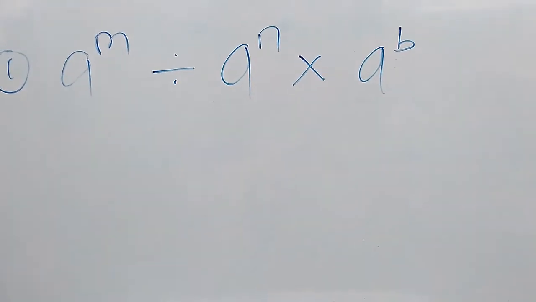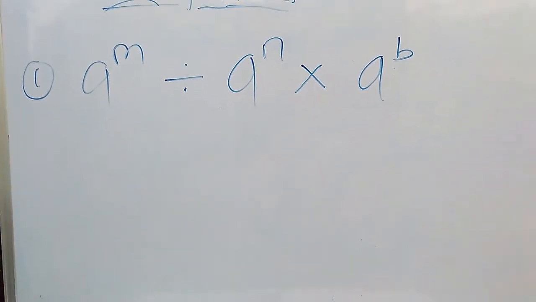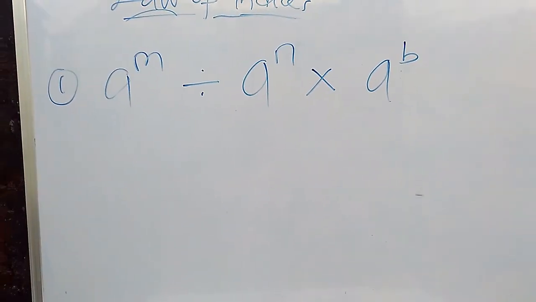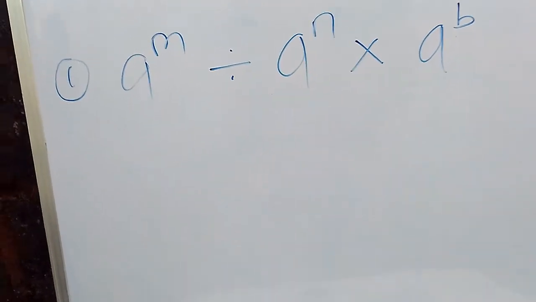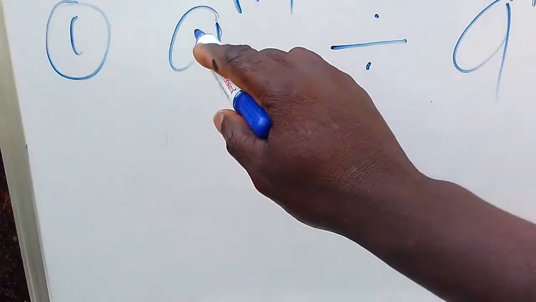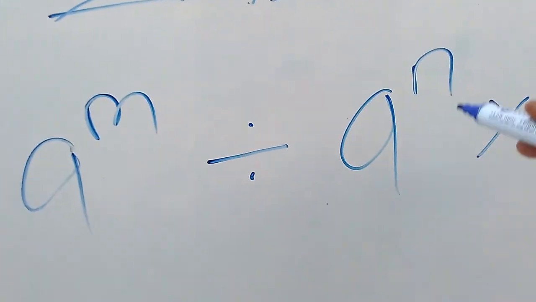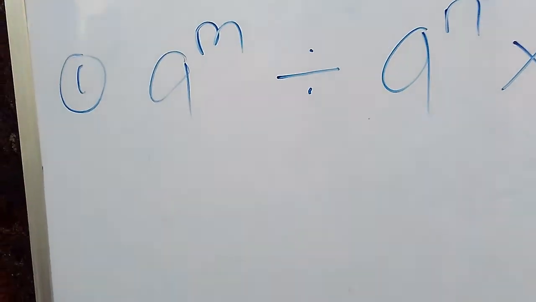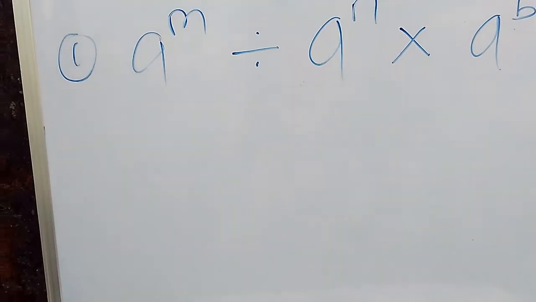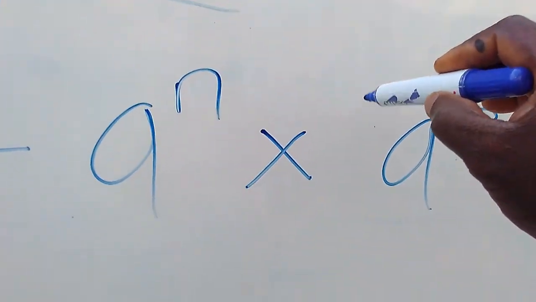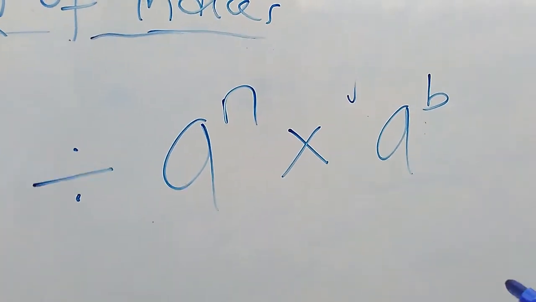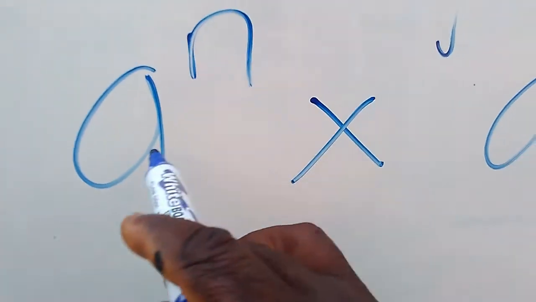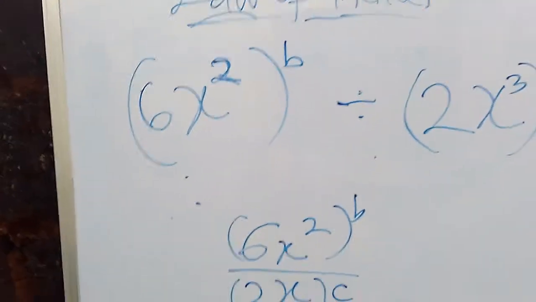So when you see something like this, automatically, this is telling you that to solve this, you must apply the law of indices. So the first particular variable is a raised to the power m divided by a raised to the power n times a raised to the power b. Here we are applying the first law and the second law of indices. Here this explains the first law, a^n times a^b, which states that when two indices, this is how it looks.